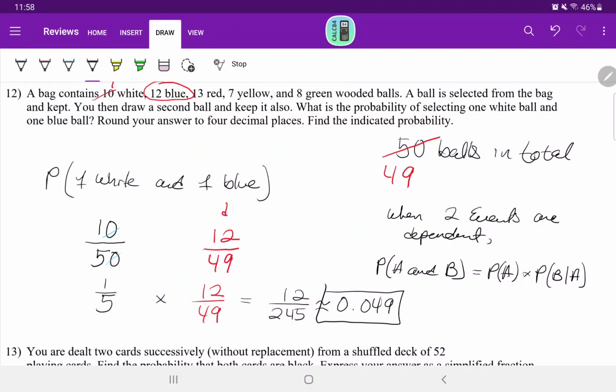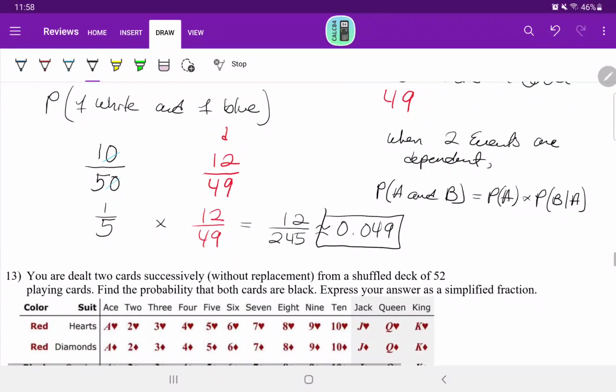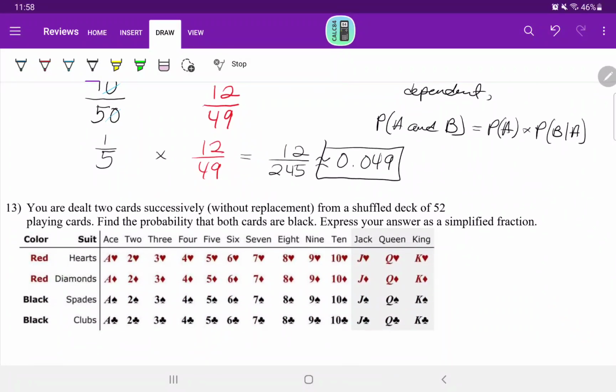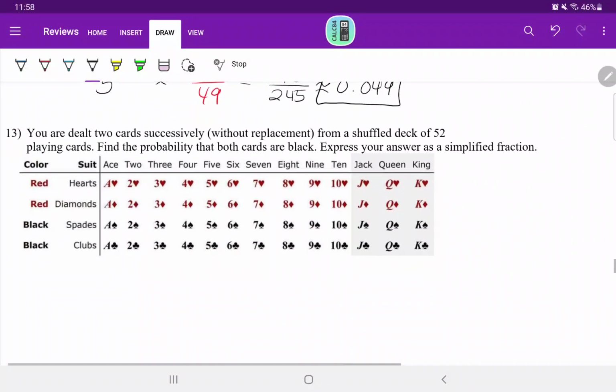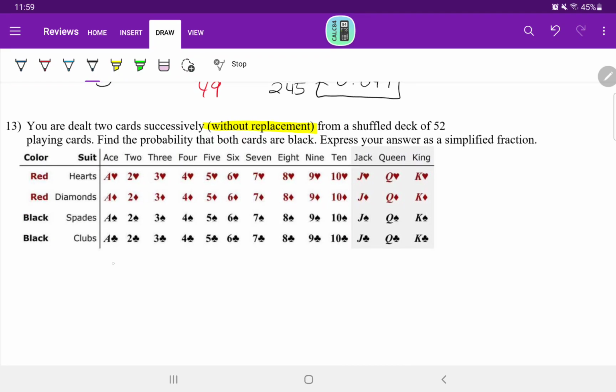All right. And let's do number 13. You are dealt 2 cards successively without replacement from a well-shuffled deck of 52 playing cards. Find a probability that both cards are black. Express your answer as a simplified fraction. It says without replacement. So that means when you select a card, you do not put it back.